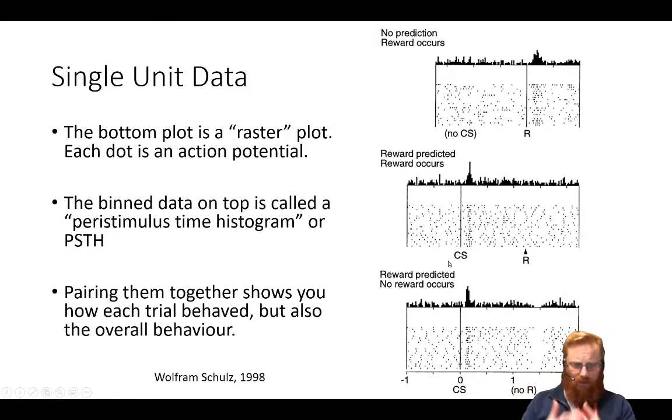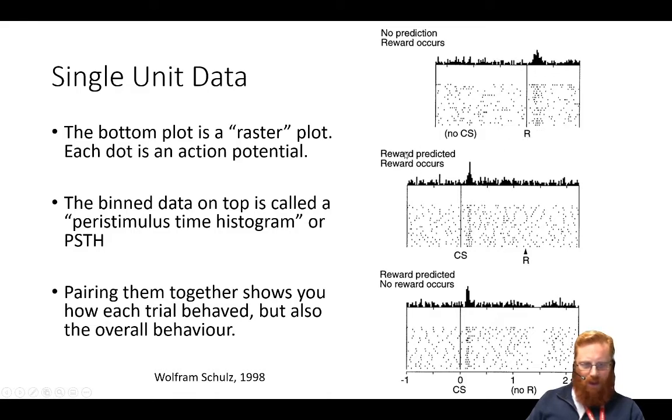Here's another incredibly famous experiment by Wolfram Schultz looking at how dopamine neurons fire in response to reward. Now, what we have here is each row is a single trial. Each little dash is a neuron firing, and then everything has been aligned to when the reward was delivered. And the point here is that with no prediction, there's no sound, just randomly the rat gets a reward. You can see these dopaminergic cells fire, 200 milliseconds after the reward.